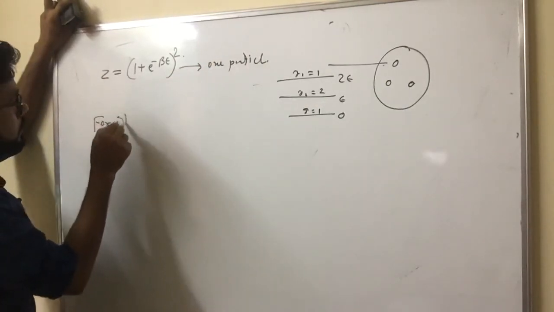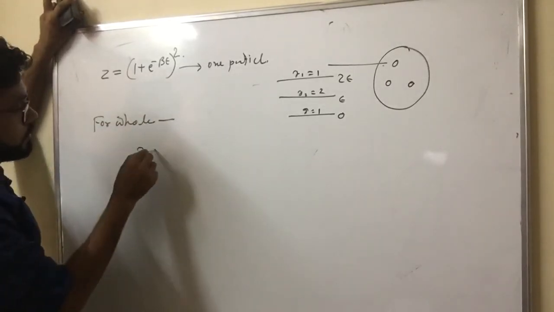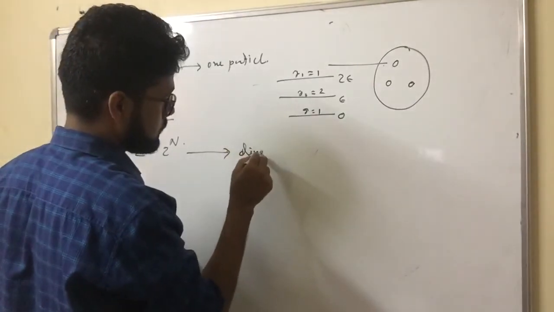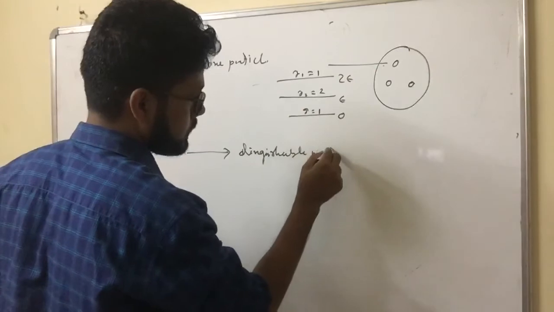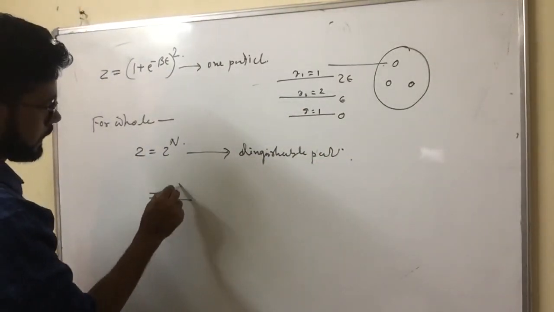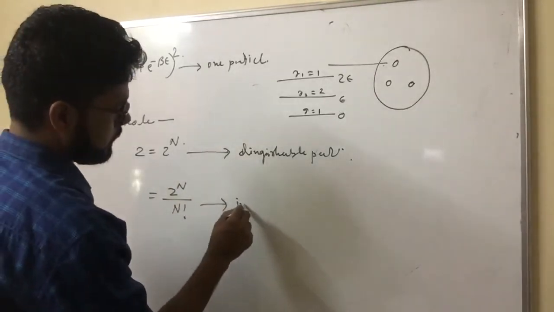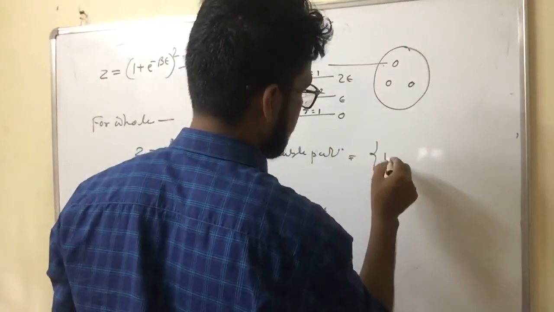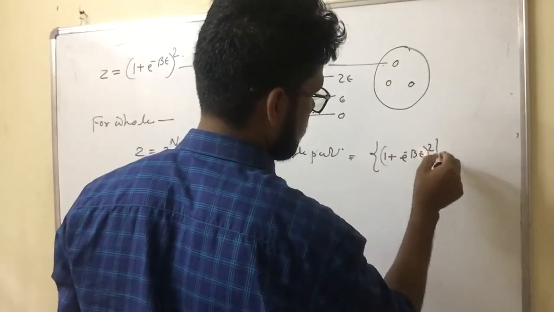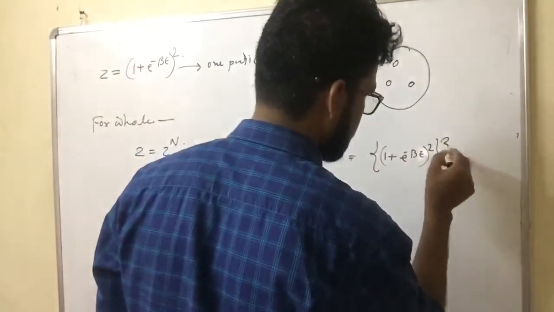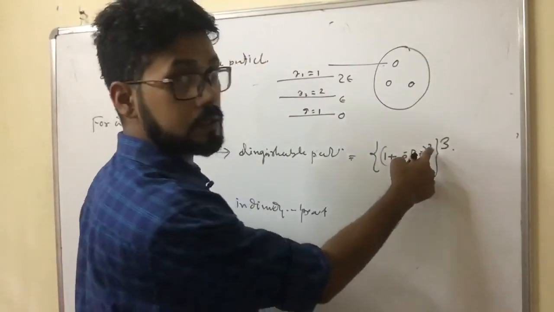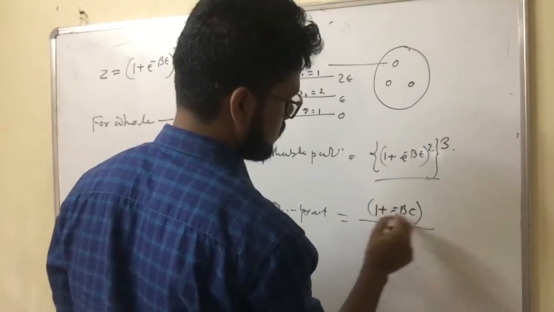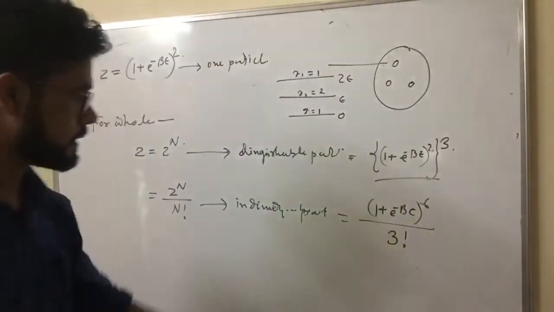For the whole system, how can you calculate? So Z equal to z to the power N. Okay. This is the formula for distinguishable particles. And for indistinguishable particles, Z equal to z to the power N divided by N factorial. So it will be what? (1 plus e to the power minus beta E) squared to the power N, where N means number of particles. It will be 3. Okay, you can expand. It will be (1 plus e to the power minus beta E) to the power 6. This case, it will be (1 plus e to the power minus beta E) to the power 6 divided by 3 factorial, for 3 particles. Okay, this is for indistinguishable, this is for distinguishable.